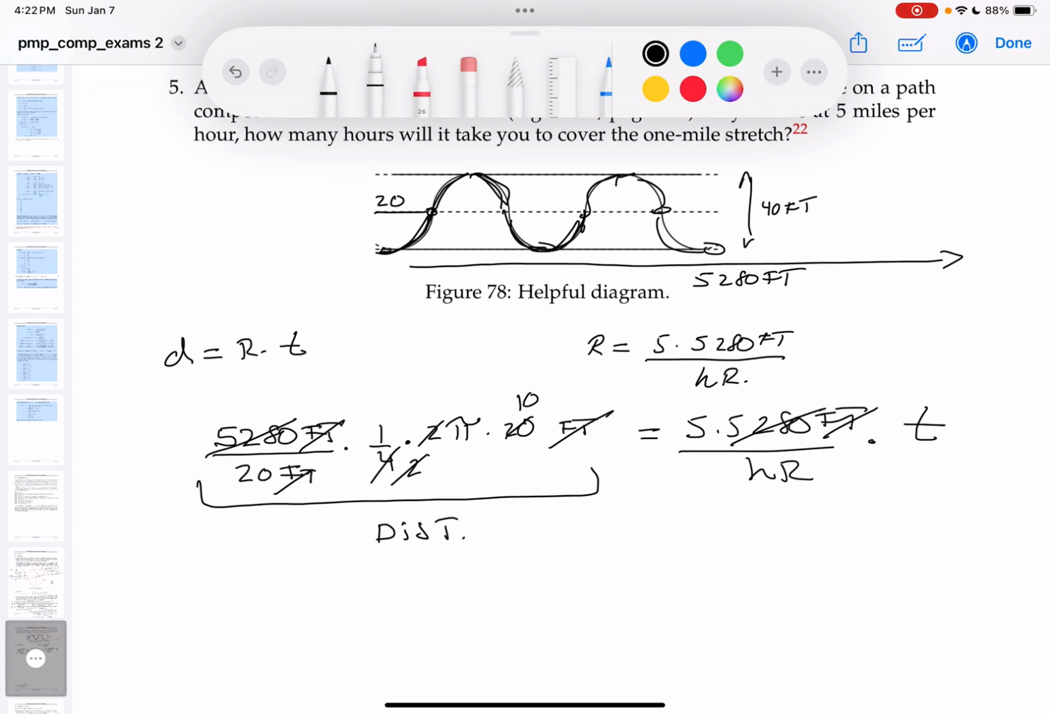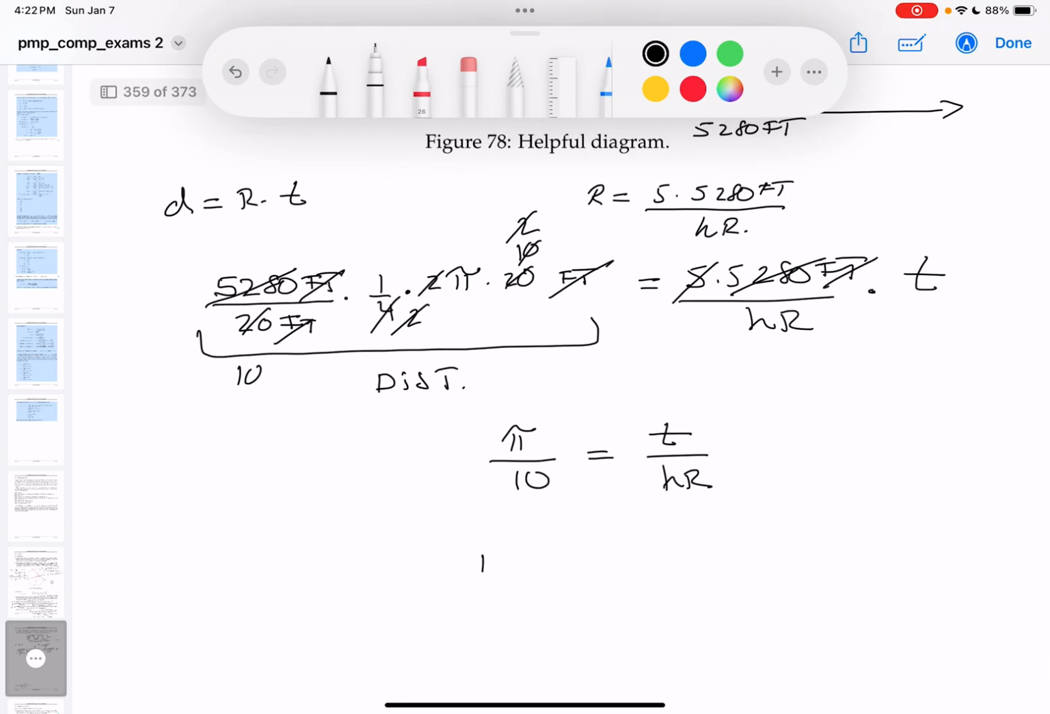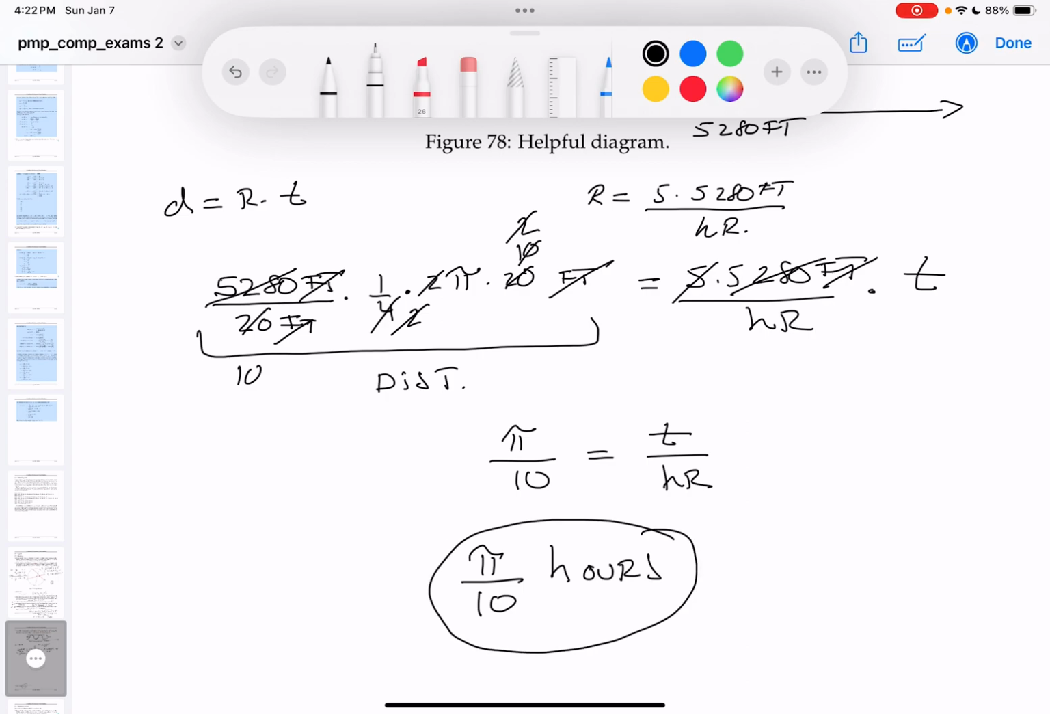All right. Let's keep going. Divide both sides by 5. This becomes 2. I'm getting close. 2 goes into 20 10 times. Let's make sure everything canceled off pretty nicely. It did. What am I left off with? Pi. This is on the left side, by the way. Over 10 equals t over 1 hour. We're going to multiply both sides by hours now, and to get pi divided by 10 hours. And we're done. Thank you.